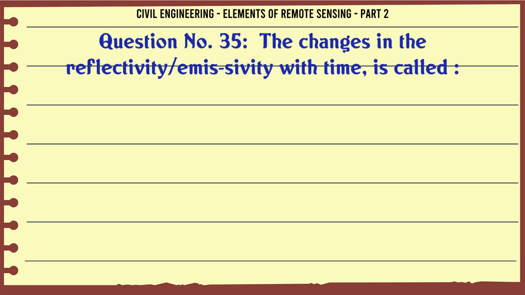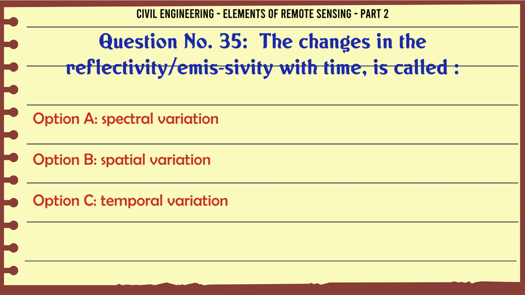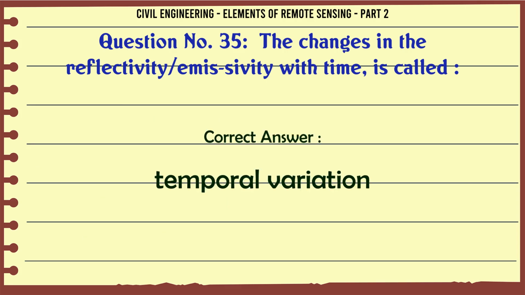The changes in the reflectivity or emissivity with time is called A. Spectral variation, B. Spatial variation, C. Temporal variation, D. none of these. The correct answer is temporal variation.